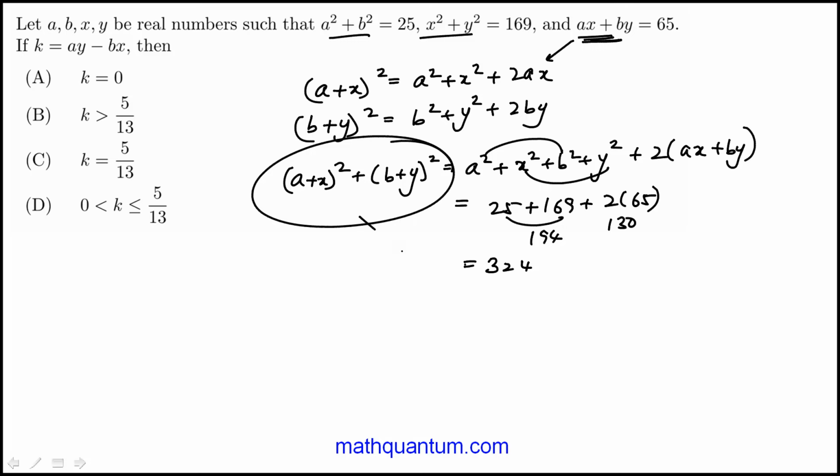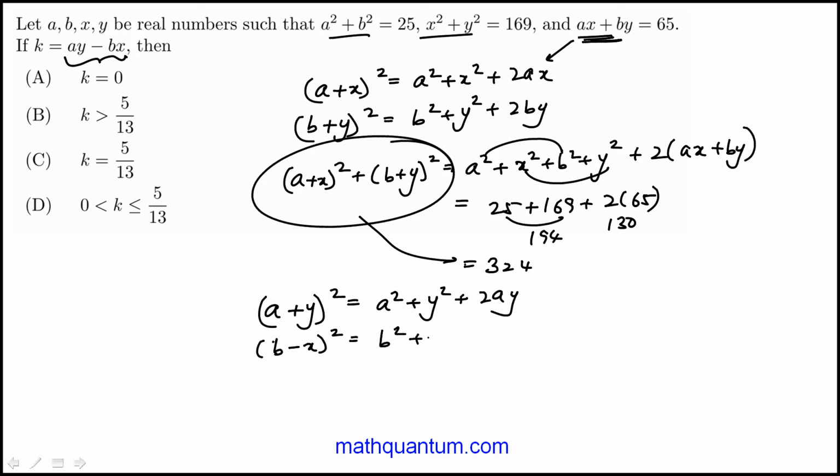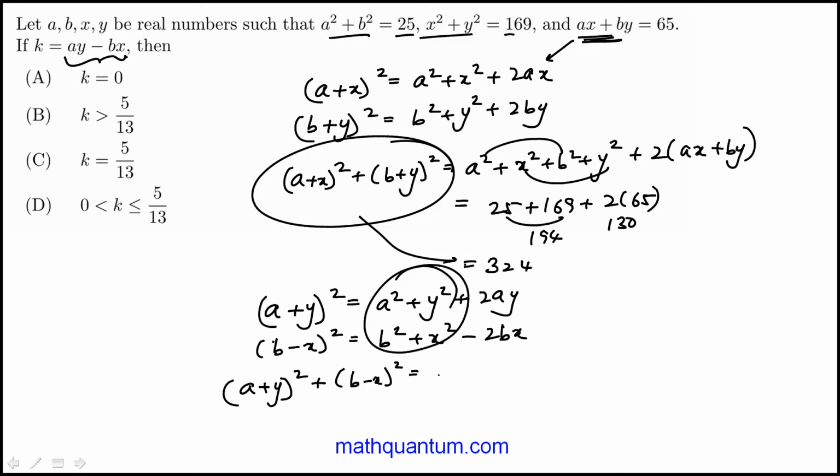So I just kind of end up here, it doesn't really lead me anywhere. I can connect that as well, and I think that's what I tried to do. For example, you could do a plus y squared. So you're kind of just flipping, but you should be very comfortable with these identities. That I think is definitely useful in other questions. Minus 2bx. Now if you add them again, you would get this piece is just the sum of these two, 194, and then this is 2k.